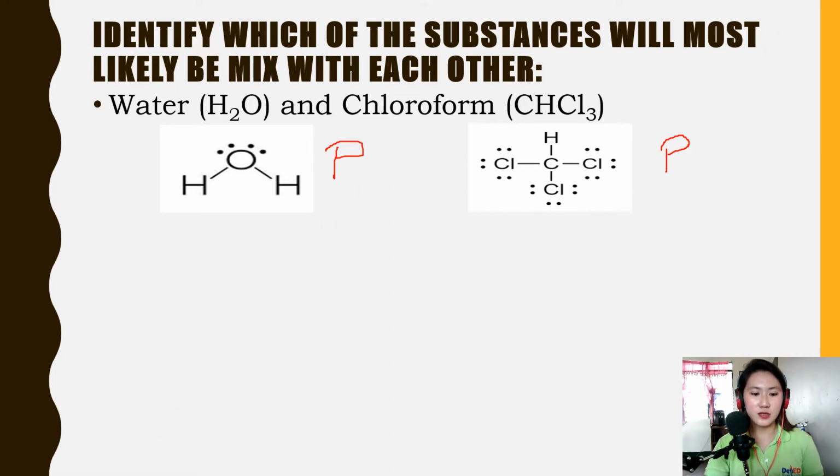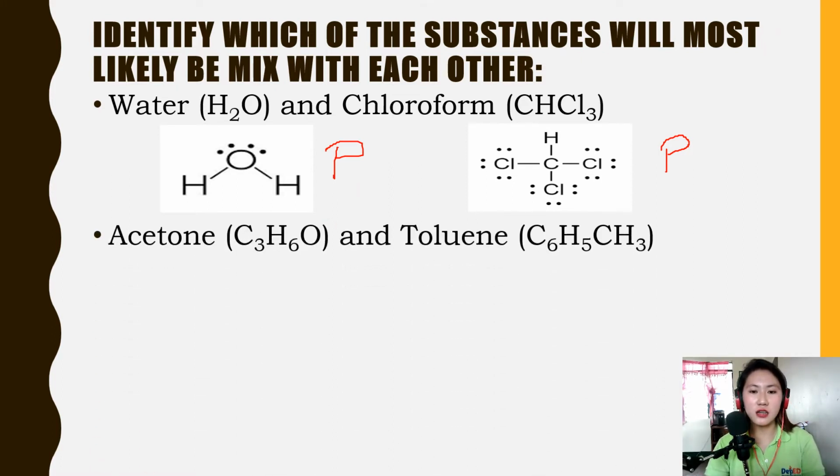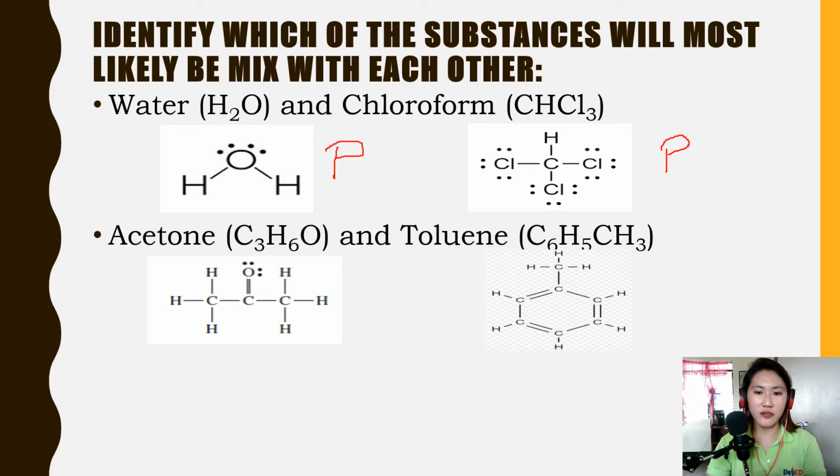Okay? Next we have acetone and toluene. Here we have the Lewis dot structure for acetone, and here we have the Lewis dot structure for toluene.